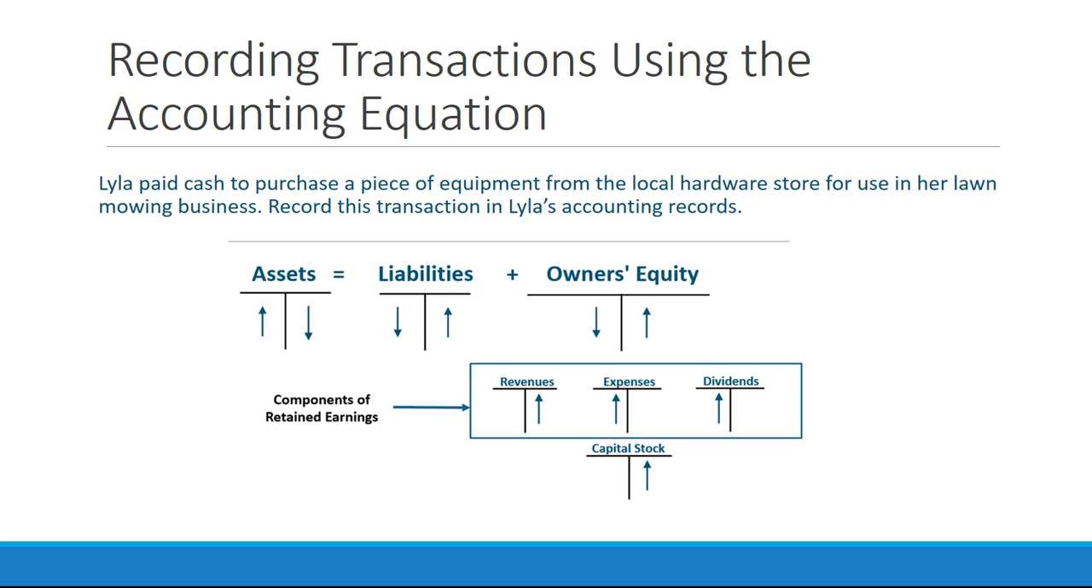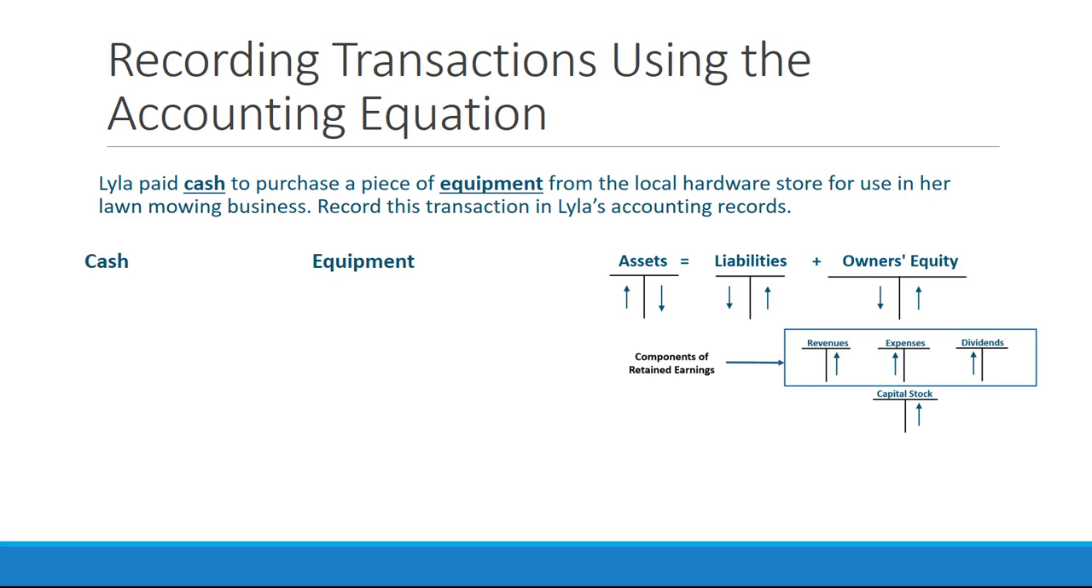Here's an example of a transaction. Lila paid cash to purchase a piece of equipment from the local hardware store for use in her lawn mowing business. We've got to record this transaction in Lila's accounting records. So the first thing we need to do is analyze this transaction and determine what accounts are affected. In this one, it's going to be cash and equipment. When she pays cash, cash should go down, and when she purchases equipment, equipment will go up.